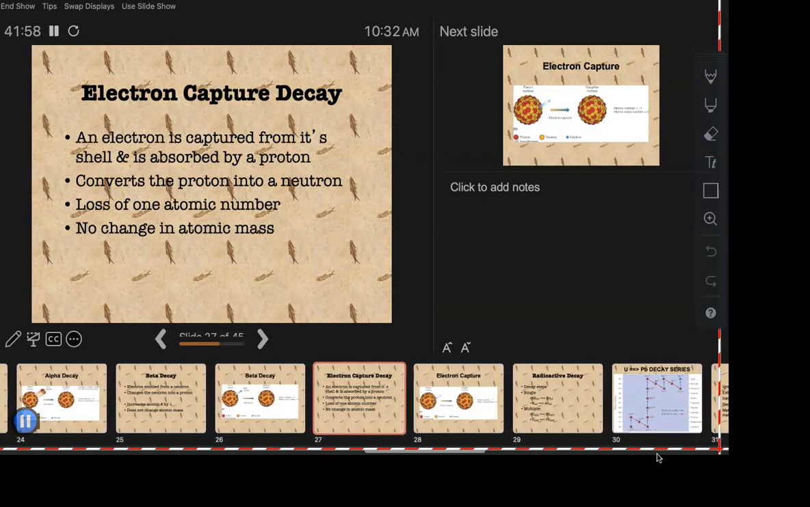Electron capture decay. Well, this one's fairly self-explanatory. An electron is captured and absorbed by a proton. So this converts the proton into a neutron, which means you lose one atomic number. But again, keep your mass the same. And I don't know if you noticed that in the last one, your mass stayed the same because protons and neutrons weigh essentially the same. I'm sorry, have similar mass.